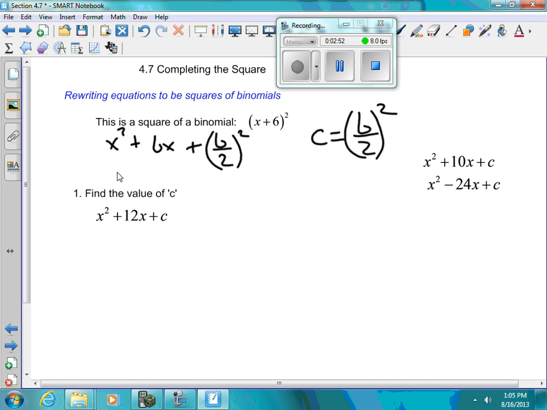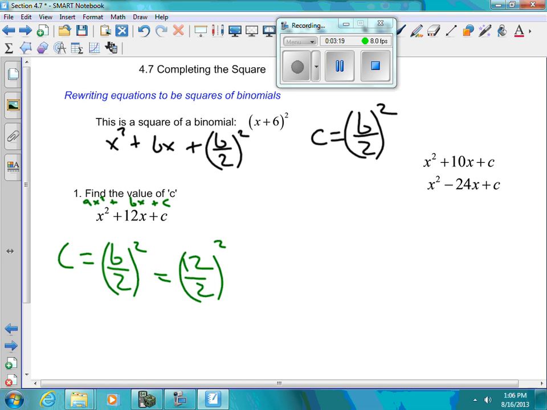So first of all, let's find the value of c that makes this a perfect square trinomial. What can we put in for c to make x squared plus 12x plus c a perfect square trinomial? Well, we use the formula: c equals b over 2 squared. What's our b value in this problem? Well, ax squared plus bx plus c, so b is 12. So 12 divided by 2, then squared. 12 divided by 2 is 6. 6 squared is 36. So c would be 36. That's how we would make that a perfect square trinomial.